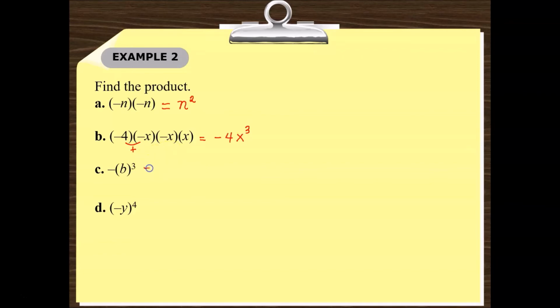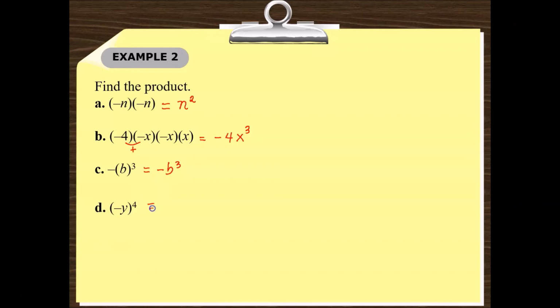Now for letter C, as you notice, the negative is outside the parentheses, meaning we don't include the negative in the exponent 3. Therefore, it's going to be a negative final answer, and then we cube the b. So it's just the same as writing negative b cubed.